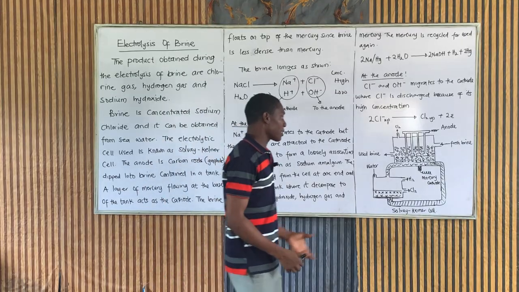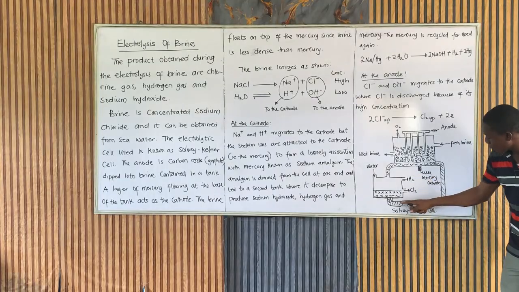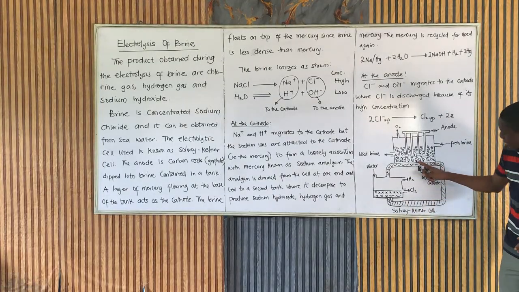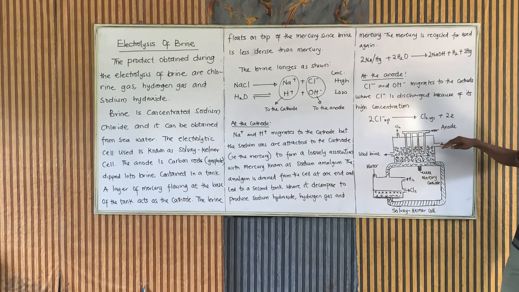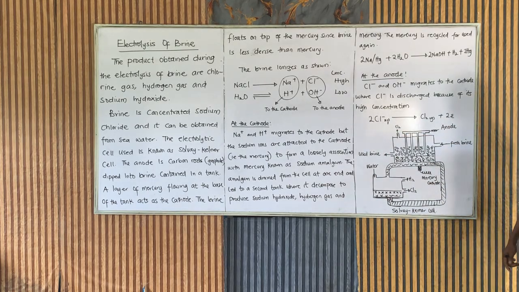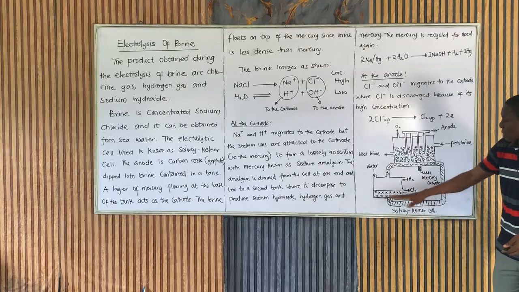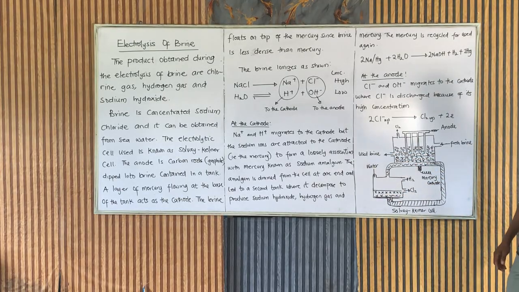And so see what happens here. Let's use this to illustrate that. Now, this is mercury flowing beneath the brine. This is the brine here. We input fresh brine here, and used brine is taken out from here. Now, see what happens in this container. Water is being introduced into this container.